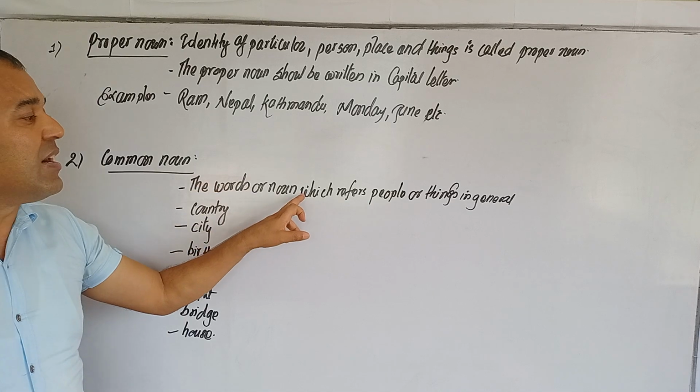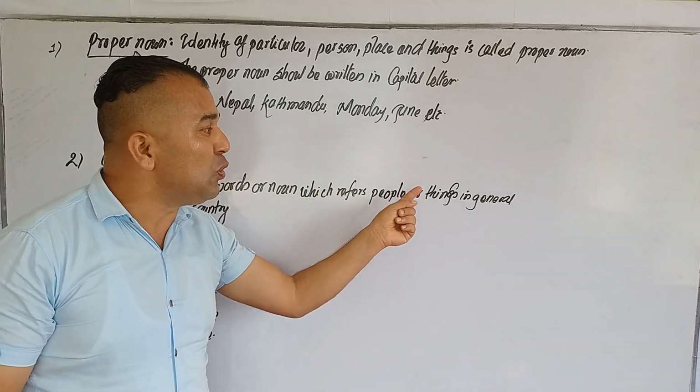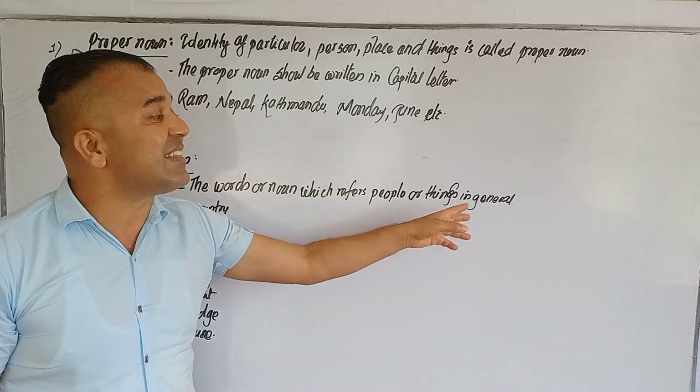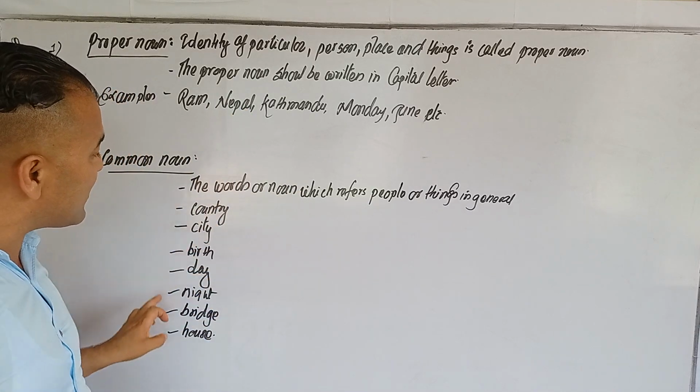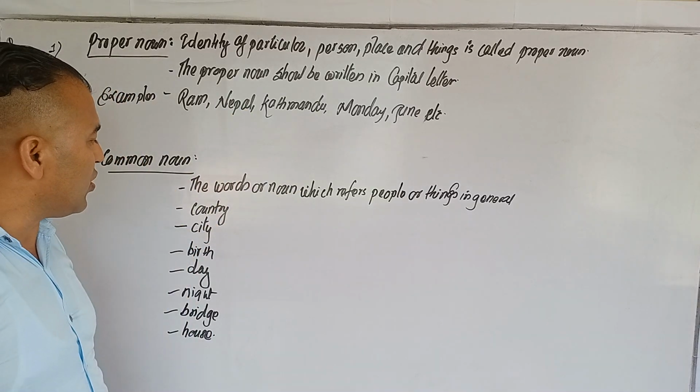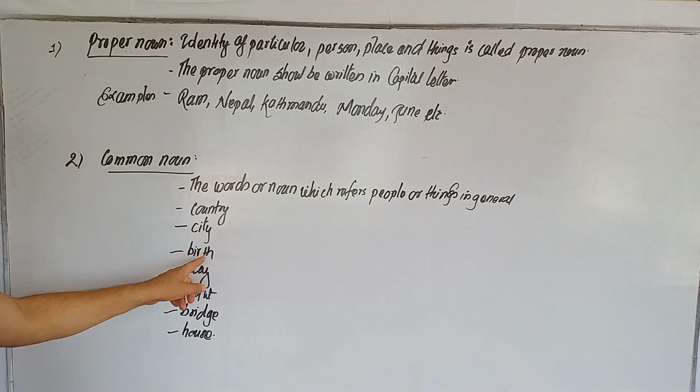The word or noun which refers to people or things in general. You know, it indicates people or things in general. Yes, the country, things, birth means people's birthplace, day, night.